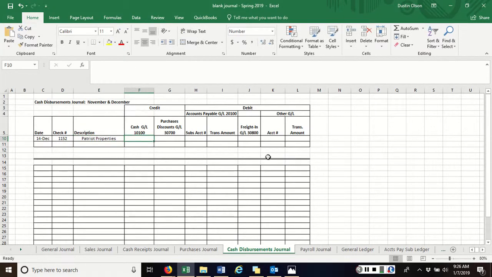And now you see in the journal here, they're going to give us some accounts to make our life easier. So you see we've got a credit side and a debit side. So for each journal entry, our debits have to match our credits, going back to your Accounting 1 rules.